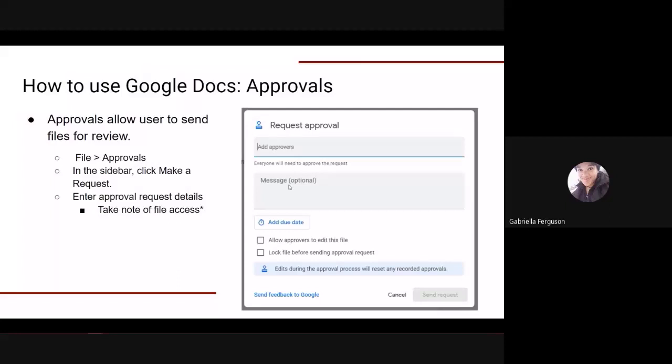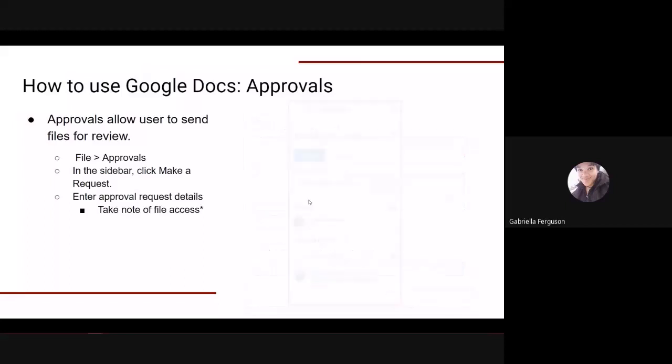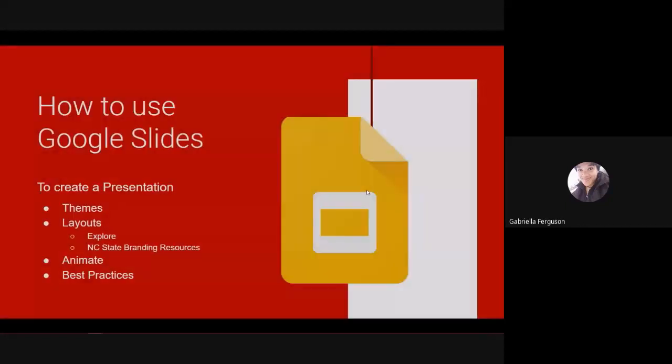Making sure that whoever you're sending it to has at least editor or commenter rights. If not, they're not going to be able to do the approval. But it should ask you whether or not you want to give them access to that. Okay, cool.